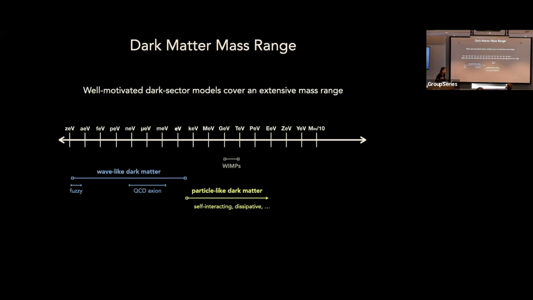The end result of these kinds of dark sector scenarios is that it opens up a much wider range of dark matter masses that we can consider. So to put this in perspective, WIMPs live in this mass range here. Dark sectors are a much broader category, and depending on the kind of scenario you think about, you can fall anywhere in this mass range.